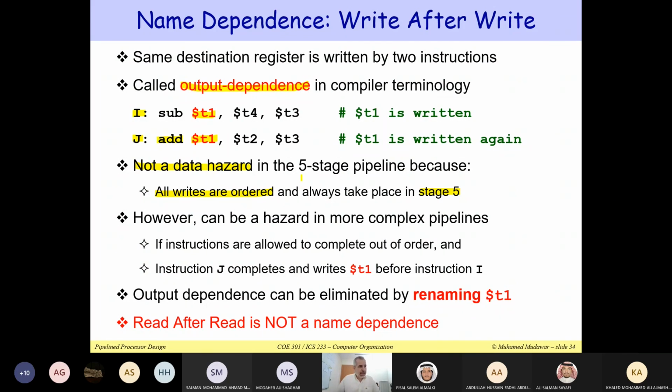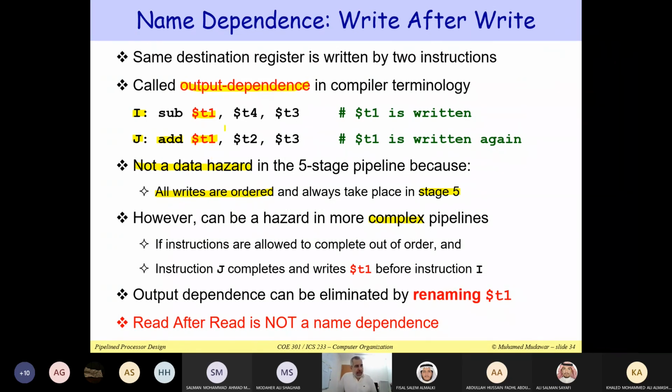But can it be a hazard? The answer is yes. I will not really go into these details. If we have a complex pipeline, then instructions I and J might complete out of order. And this is actually the case in some of today's modern CPUs. They have very advanced pipelining, and because of this, it can become a data hazard.